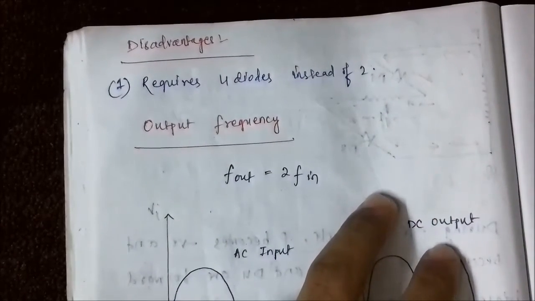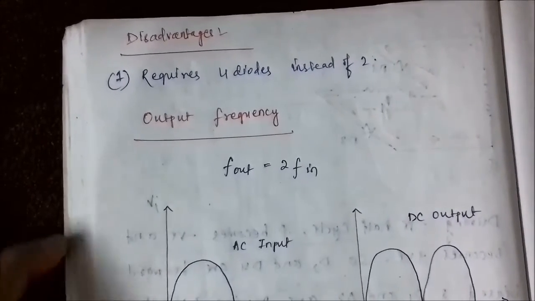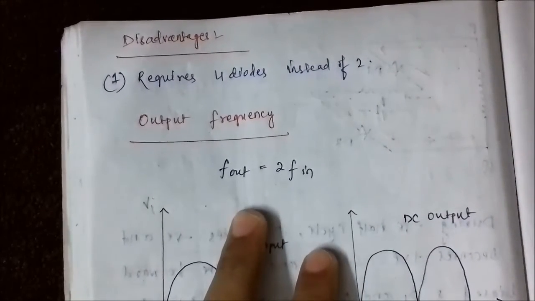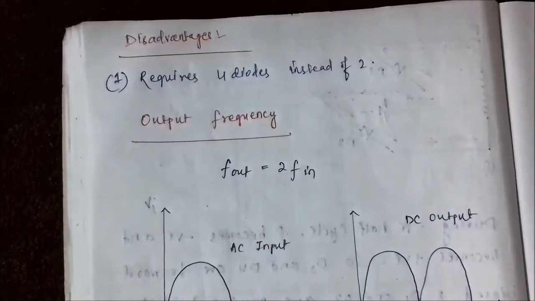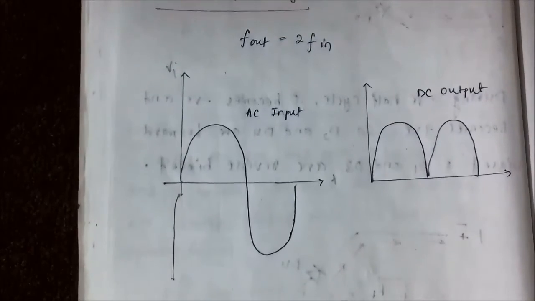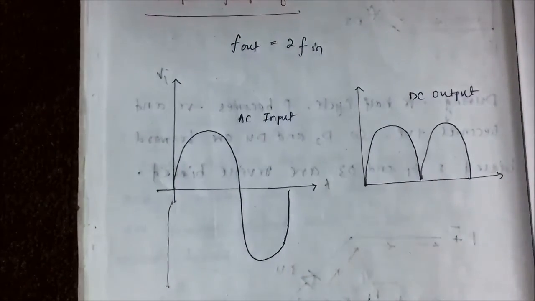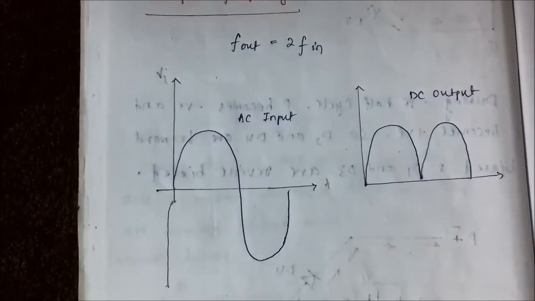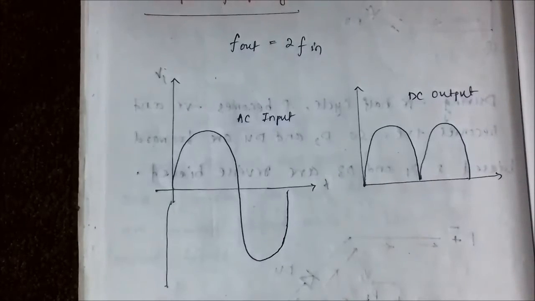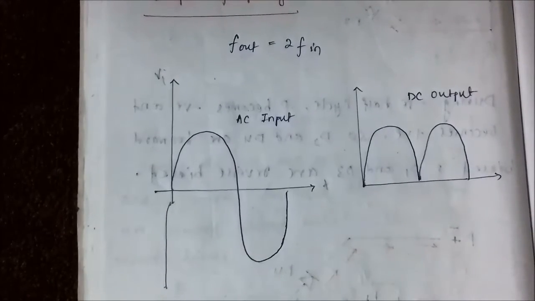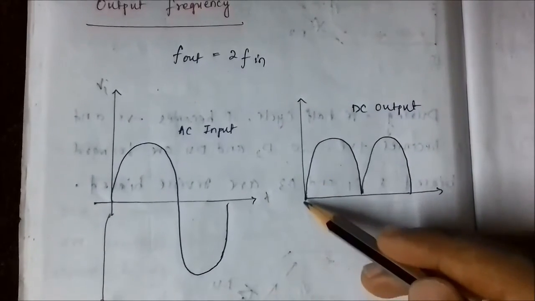Now the output frequency. In case of full wave rectification, the output frequency is twice that of the input signal frequency. We will see here how it happens. This is the input signal waveform consisting of both the positive and negative half cycles. Now this complete waveform completes one cycle of the signal, whereas in the output it has no negative cycle.